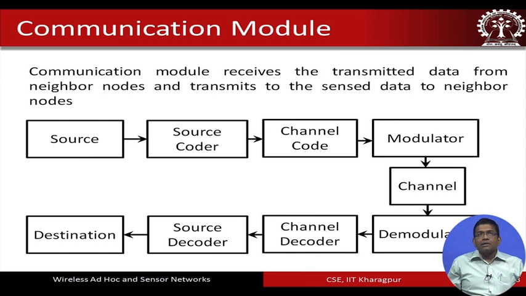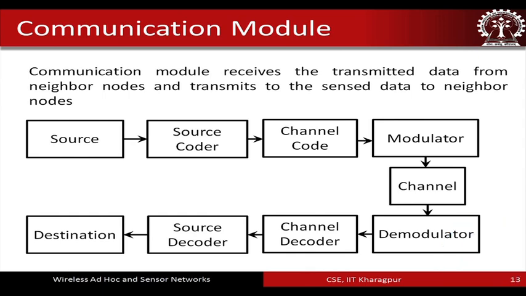For communication, the data is received from the source node, and once it is received, it goes through the source coder, then channel coding is performed, modulation is performed, and it goes to the channel. At the destination end it is demodulated, and then channel decoding is performed, source decoding is performed, and the data is finally delivered to the destination node.